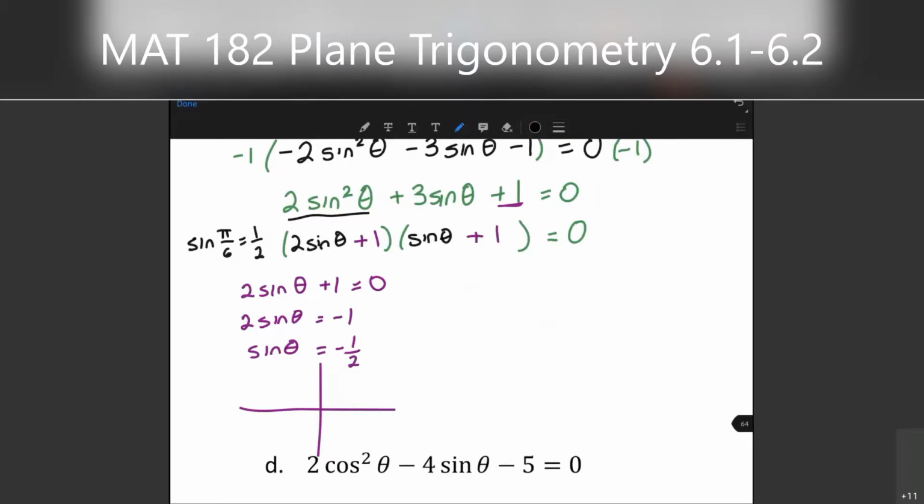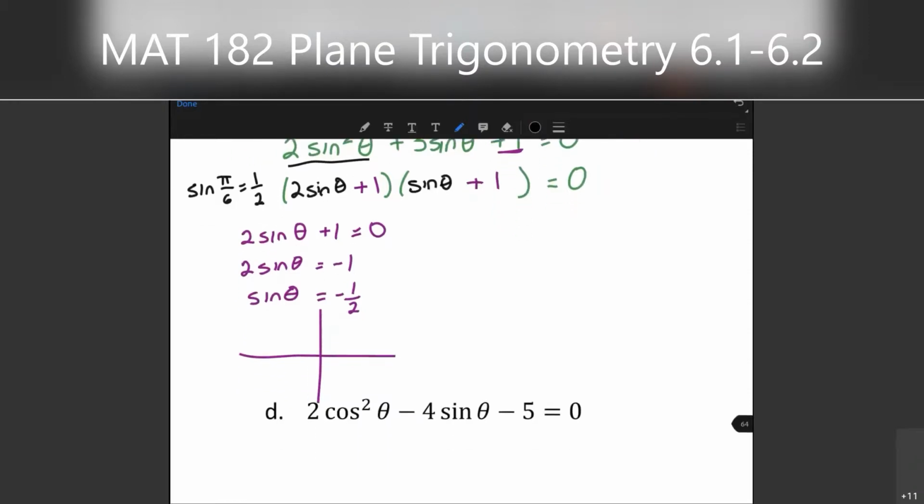I think you got that, Anya. 7 pi over 6. Yeah. So a third quadrant. Going to be one solution, 7 pi over 6. We note that one. And then I think we'll get a fourth quadrant solution where sine is negative.